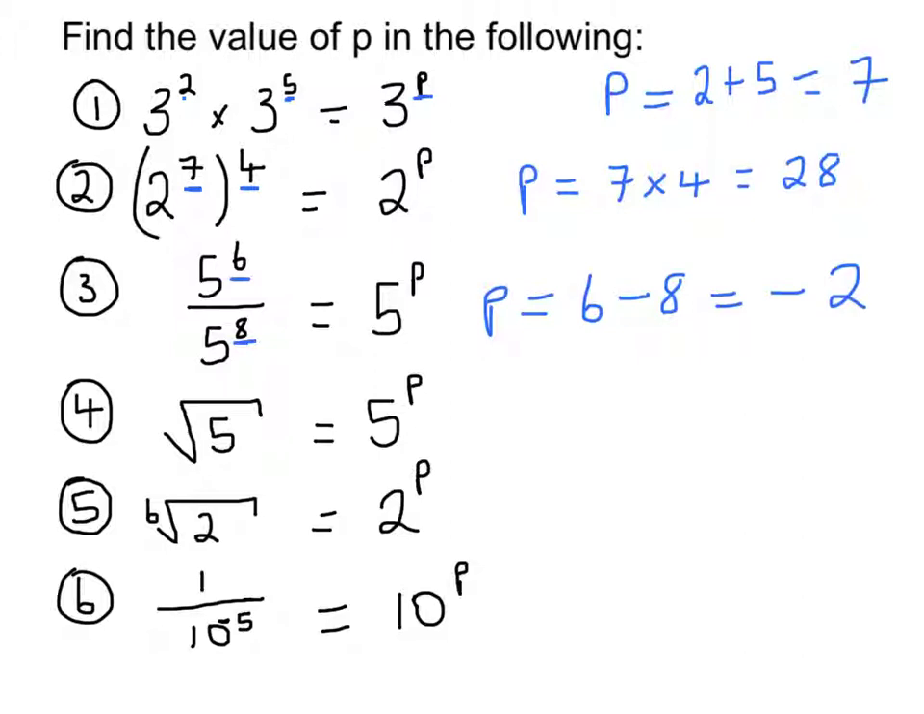For the next one, this is a square root. It's understood but not written that there's a little 2 in here. So the power on the p here is that p is equal to 1 divided by 2, or a half, or 0.5. This is a 6 here, and it's the sixth root of 2, so p is equal to 1 divided by 6. And then the last one is 1 over 10 to the power minus 5. Again, if you bring it above the line of division, you change the sign on the power, so the p-value is going to be a positive 5.